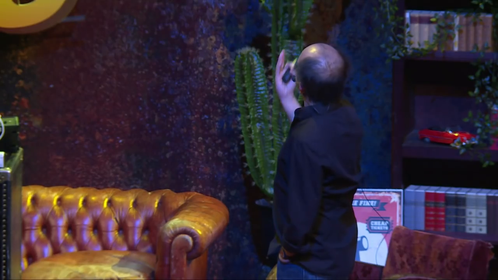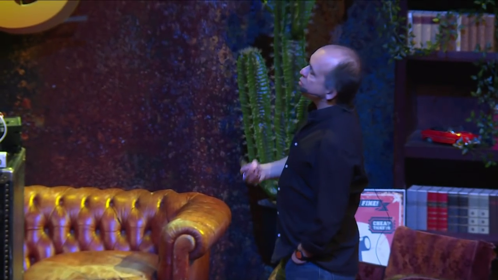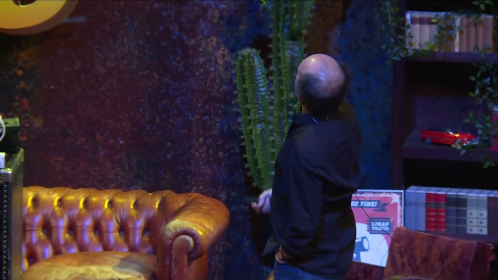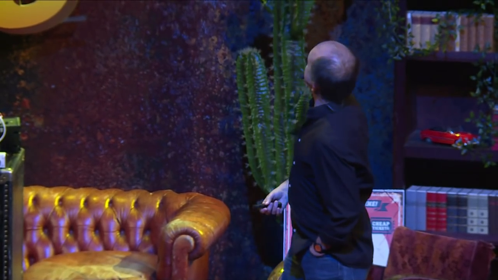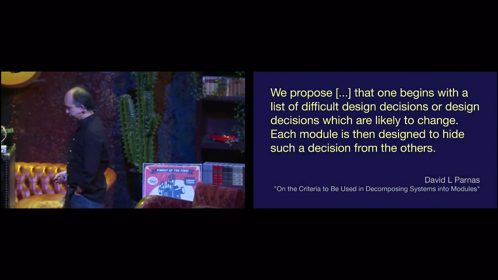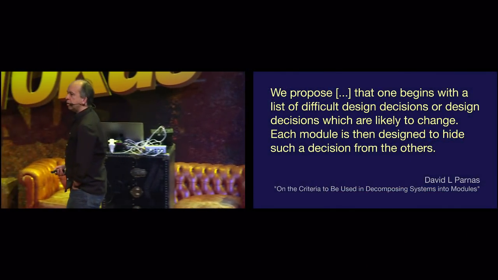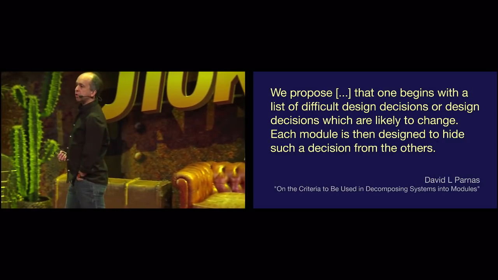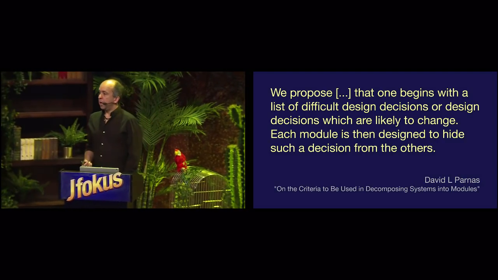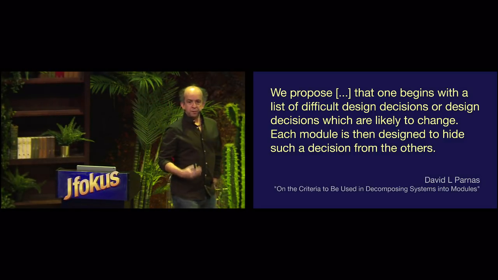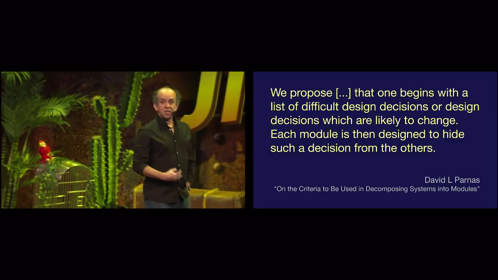Modularity. David Parnas proposed criteria for this. Modularity is a 1960s idea, and he's saying we have a discipline for this. We propose one begins with a list of difficult design decisions, or design decisions which are likely to change. Each module is then designed to hide such a decision from the others. So in other words, he was acknowledging things like rate of change. He was acknowledging the concept of stability.